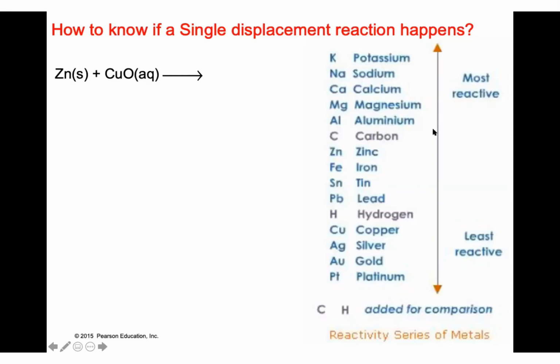When the arrow goes to the top, these elements are more reactive, but when the arrow is down, these elements are less reactive. You can see on the right side of them, the elements in the bottom are least reactive and the elements in the top are most reactive. What does it mean, guys?